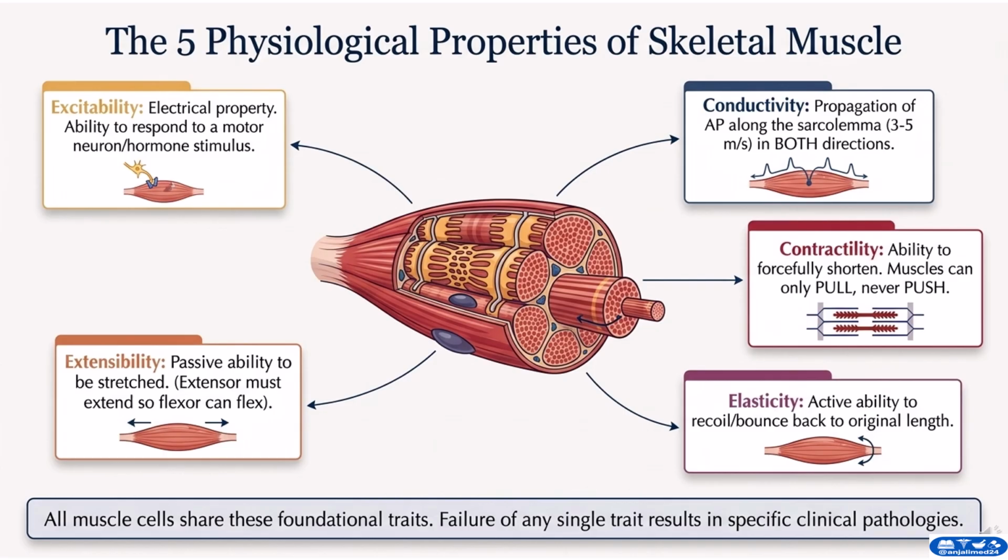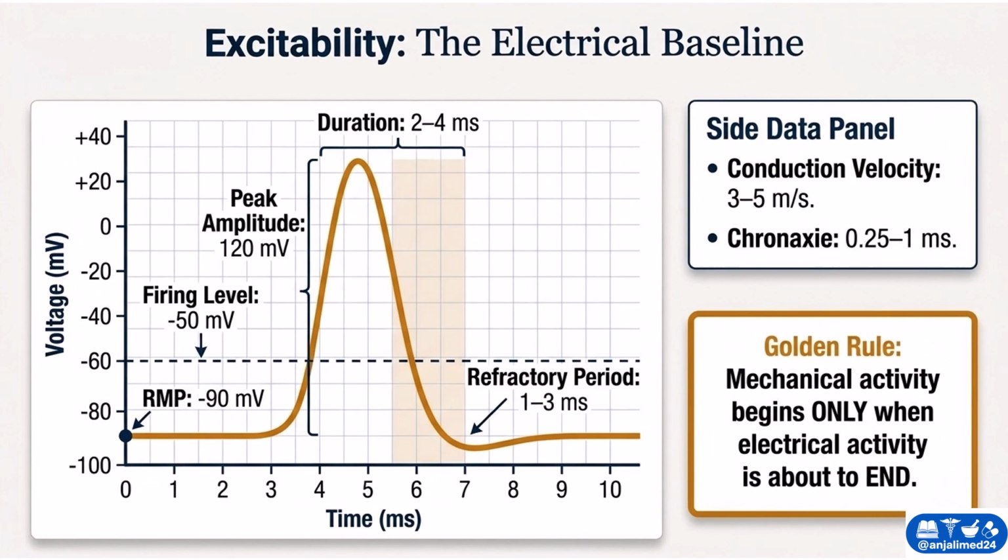And clinically, failure of even one property can produce important muscular disorders. So remember the sequence clearly: excitability, conductivity, contractility, extensibility, and elasticity. These are the five fundamental properties of the skeletal muscle physiology.